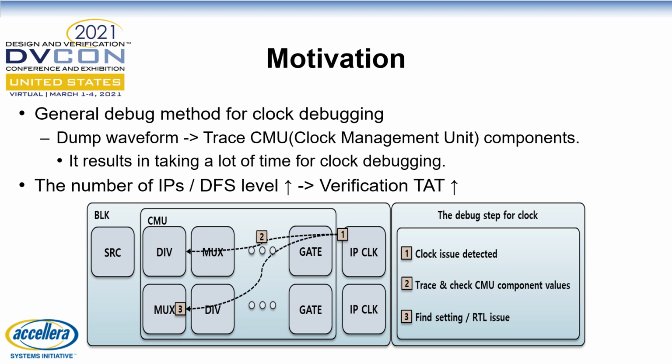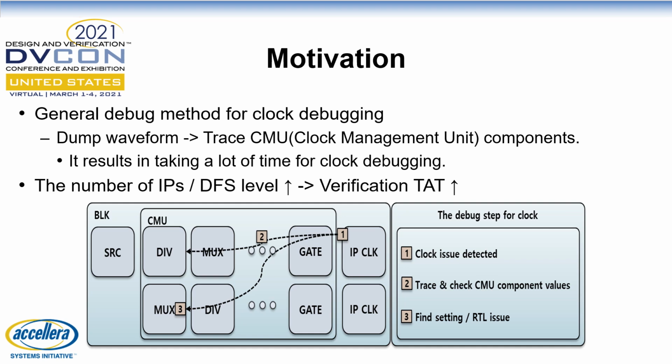These things require verification to check whether the clock according to the DFS level is generated for each IP as intended. This means that dynamic IP clock frequency verification becomes more difficult as the number of IPs and the DFS level increase, because even if only a few errors occur, there are a lot of absolute errors to debug. So we need to find an efficient method for it.